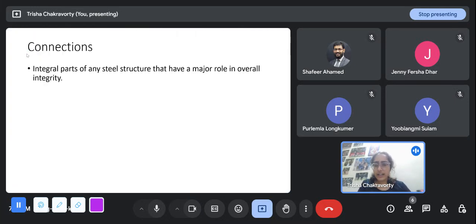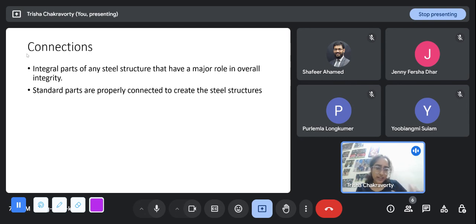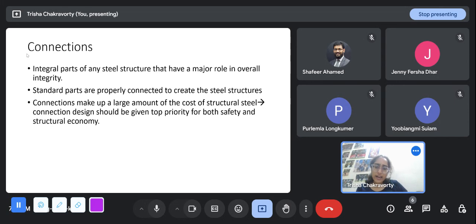Connections are integral parts of any steel structure and have a major role in the overall integrity. Standard parts are properly connected to create the steel structures, and this is important. Connections make up a large amount of the cost of structural steel, so connection design should be given top priority for both safety and structural economy.